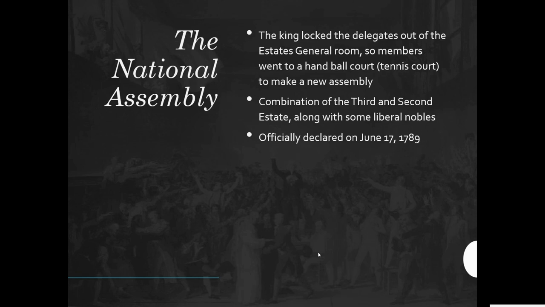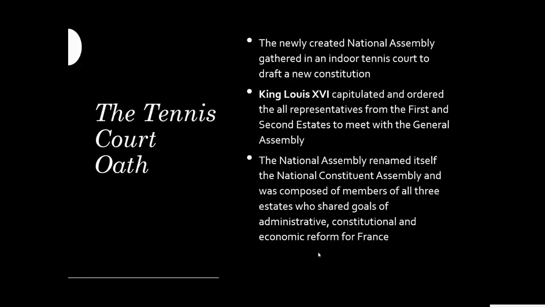So they officially declared the National Assembly on June 17, 1789, and that they are going to go and write a new constitution for France. And with it, they are going to make economic reforms. And so with that, they actually went and changed their name right away from the National Assembly to now focusing on the constitution. And so just note, students of history, if you notice that the National Assembly changes its name a few times, yeah, it does.